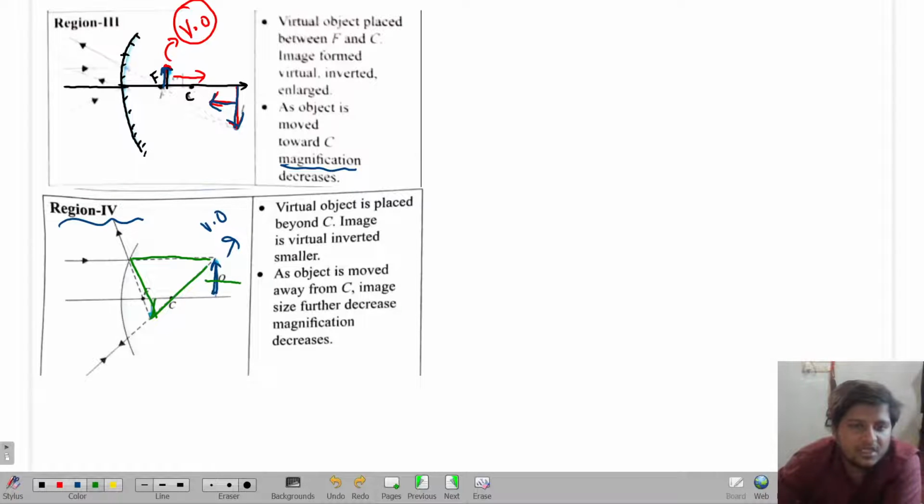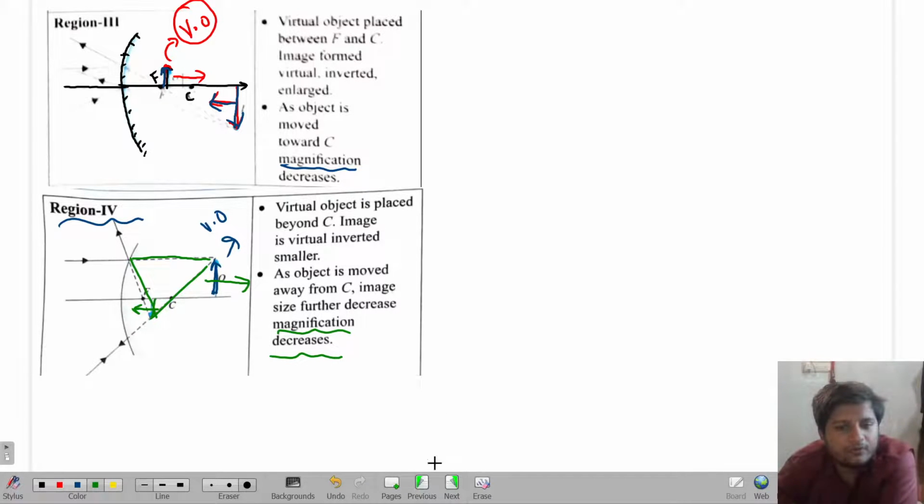If I'm moving this object away from the center of curvature, the image moves towards the pole. Now, when you are moving towards the pole, your size will decrease or not, Gagan? Yes or no? So what is going to happen? When you move towards the pole, the image size decreases, and so the magnification also decreases. So are you aware of this?